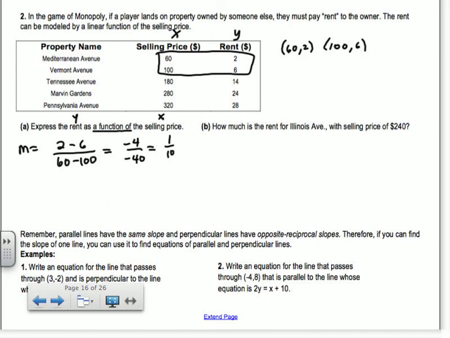Remember, we can use either point to write the equation of the line. So we're going to use the point-slope form. Remember, that's y minus y1 equals m times x minus x1. It looks just like the slope equation if you divide the x minus x1 over.